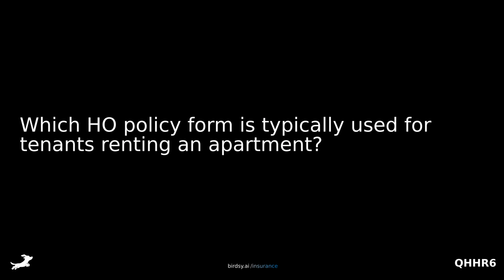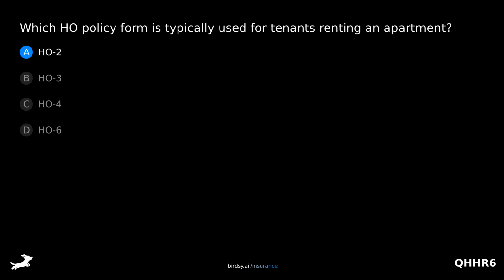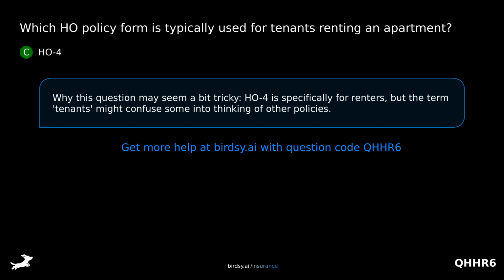Which homeowner policy form is typically used for tenants renting an apartment? Is it A, HO2, B, HO3, C, HO4, or D, HO6? The answer is C, HO4. Why this question may seem a bit tricky, HO4 is specifically for renters, but the term tenants might confuse some into thinking of other policies.